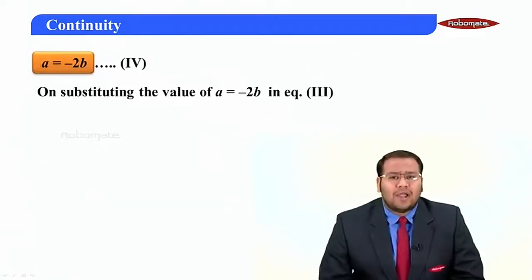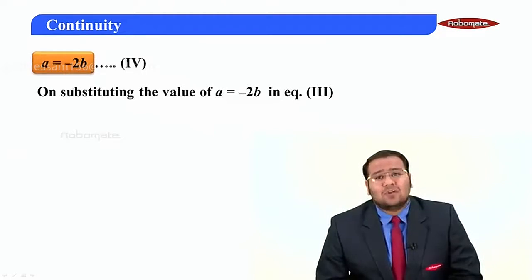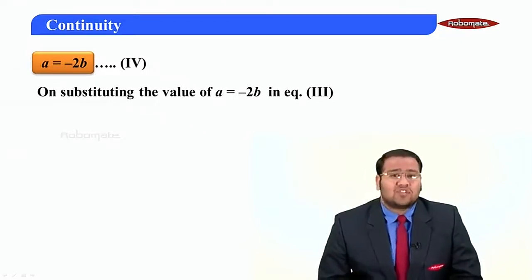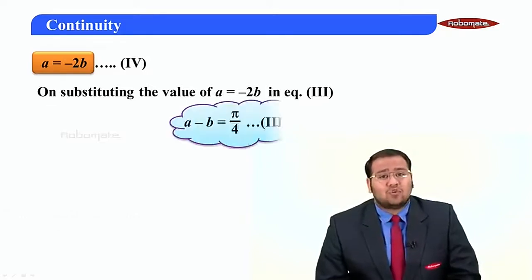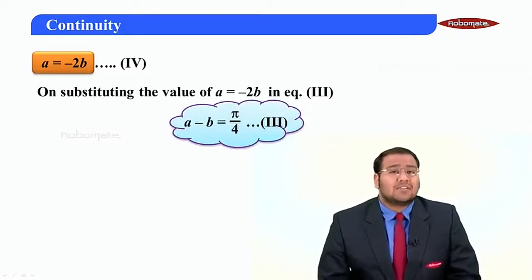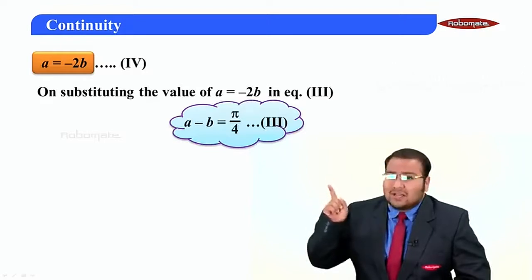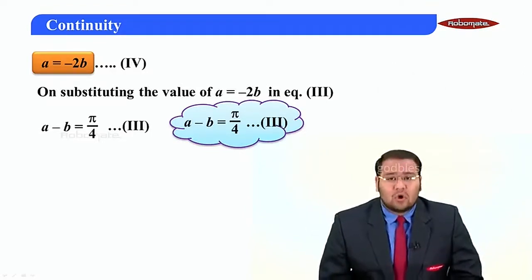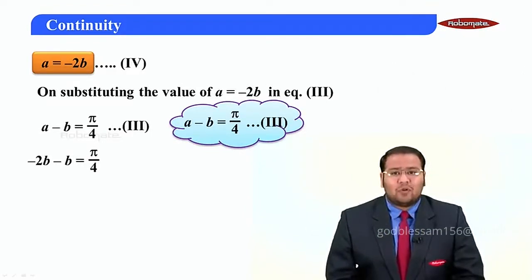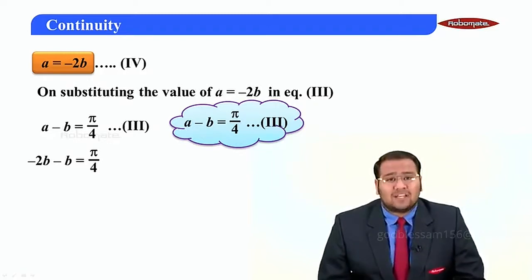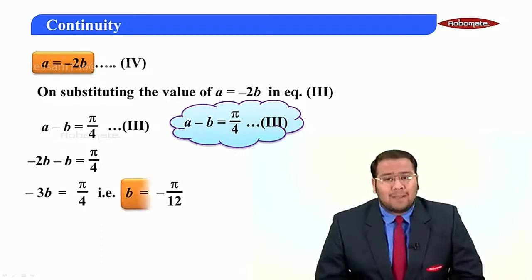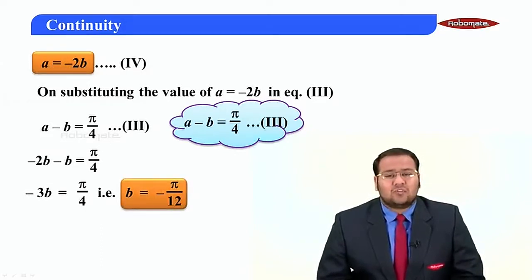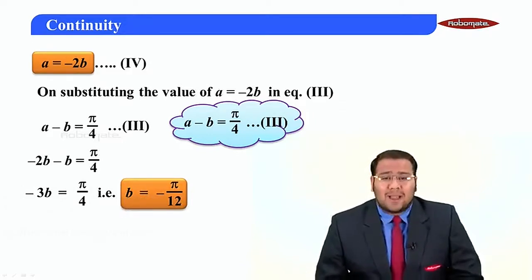Students, you already know you had an equation in terms of a and b as equation number 3. On substituting a as minus 2b in the third equation, the third equation was a minus b is pi by 4. So if you substitute a as minus 2b, the equation would be minus 2b minus b is pi by 4. Therefore minus 3b is pi by 4 and I can say b is minus pi by 12.